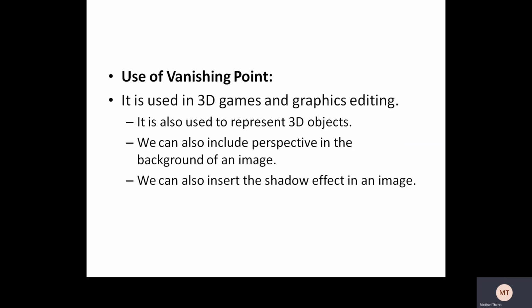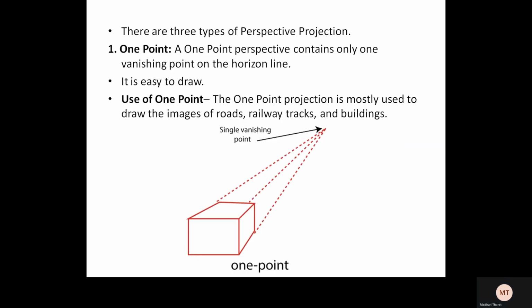We already discussed the vanishing point. So now we see the use of the vanishing point. It is used in 3D games and graphics editing. It is also used to represent a 3D object. We can also include perspective in the background of any type of image. We can also insert the shadow effect of that image or those characters.